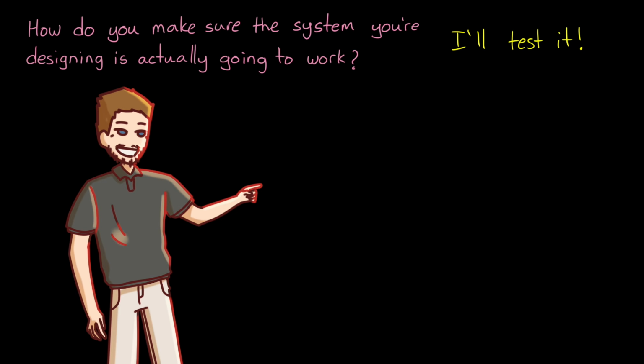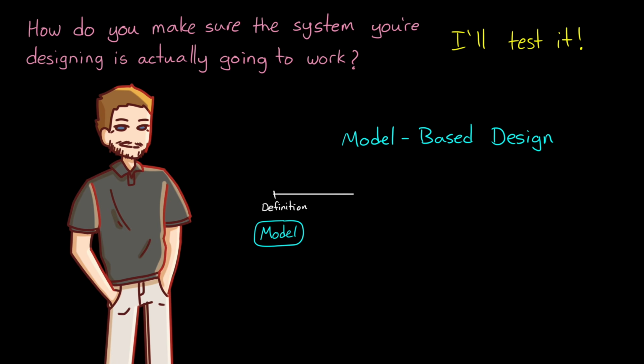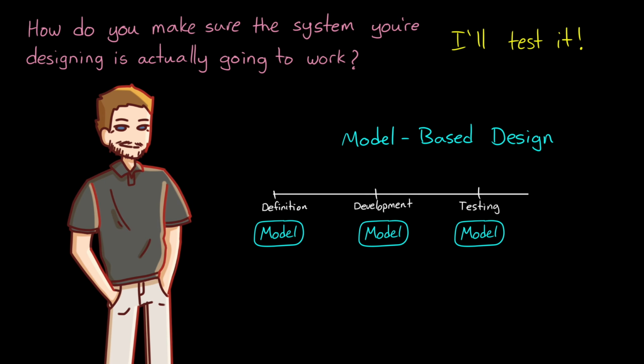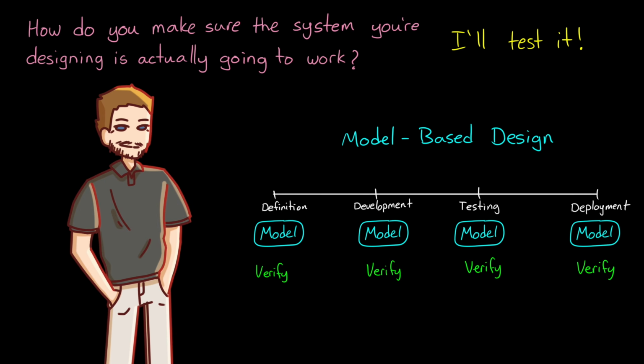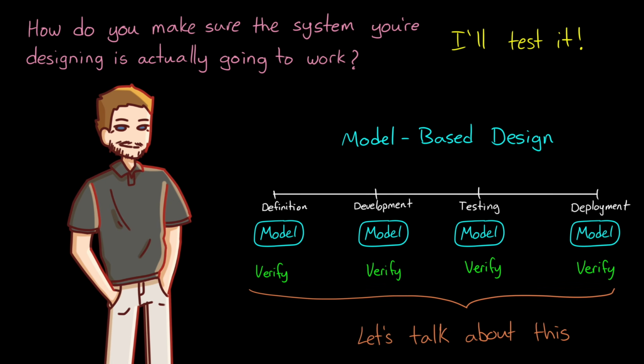And to understand that picture, I want to talk about model-based design. With model-based design, you're using models throughout the entire process, from early definition to development to testing and even deployment. And one of the biggest benefits of that approach is that you can verify that your system is doing what you want and validate that you're building the right system much earlier in the process and continuously throughout. So in this video, we're going to talk about what verification looks like in practice.